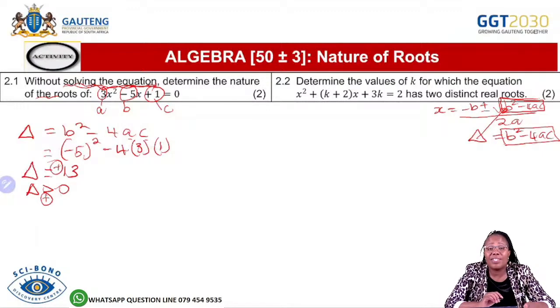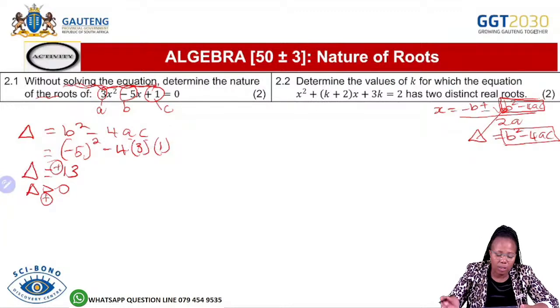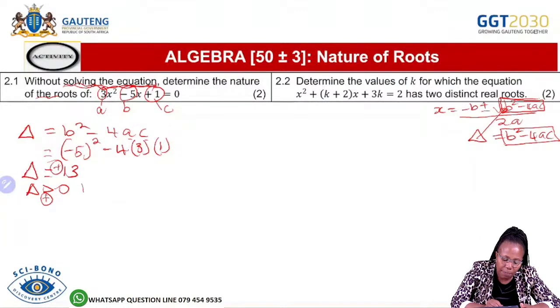But if you are having 13, can you hear that? We cannot have a square number that is 13. And therefore, it is not a perfect square.